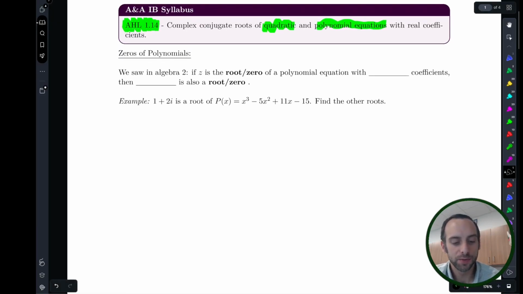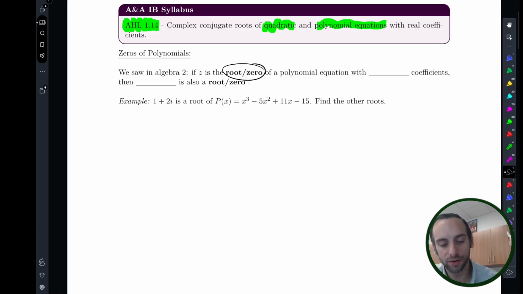In Algebra 2, we know that if something is a root or a zero of a polynomial, and in Algebra 2, we always did polynomials that have real coefficients, we should know that that complex root also has a little buddy that goes with it in its conjugate, and both of those must be roots of a polynomial with real coefficients. So in Algebra 2, you probably learned that if you have an imaginary or a complex root, you also have its conjugate as a root as well.